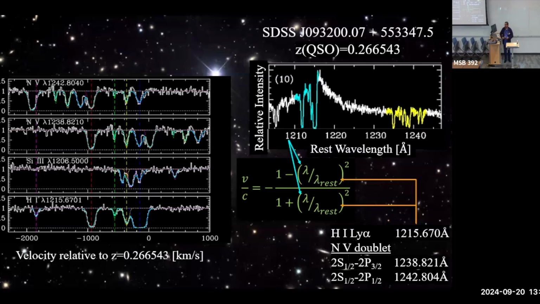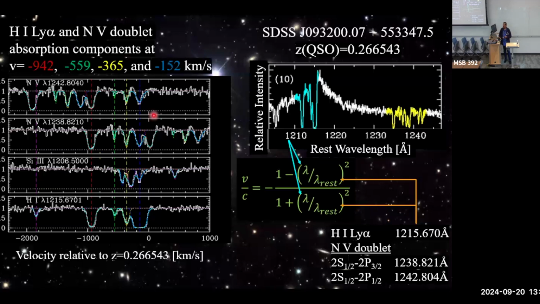The other thing I'm going to point out is that it's not just one thing that's doing the absorbing. You can actually count with your eyes. There's one right there, there's one right there, there's one right there. You can just place them and read off what the velocities are. There's a bunch of them, all within 1,000 kilometers per second of each other. We're going to come back to that later.